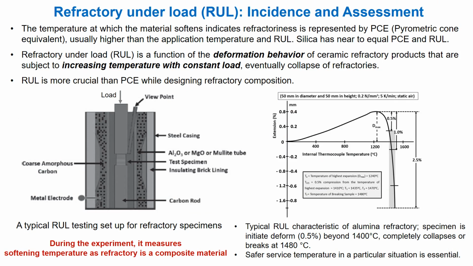Here we will discuss RUL, what is happening and how it is evaluated. The temperature at which material softens indicates refractoriness, represented by PCE, pyrometric cone equivalent, usually higher than the application temperature and RUL.